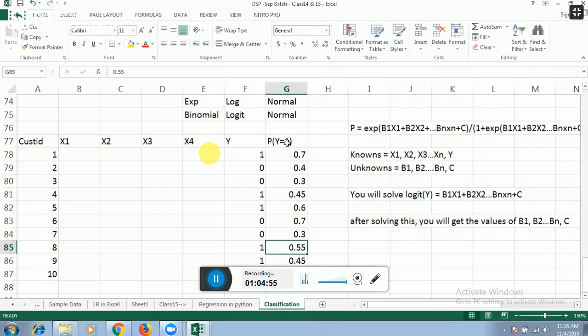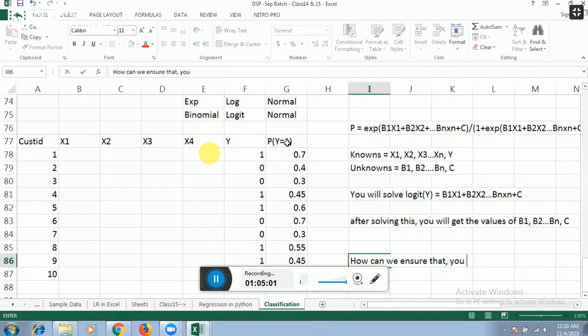Okay, now suppose this is my output. How can we ensure that your model is good or not? If you remember, in linear regression, once you get the predicted value, how did you ensure that your model is good or not? One is by looking at the sum of squares of errors, that is, R square. How did we calculate the R square? You remember? That is SSR by SST, that concept we used.